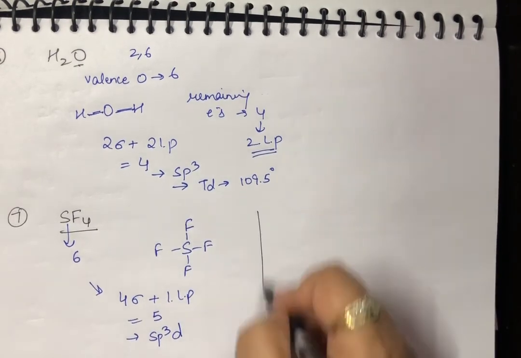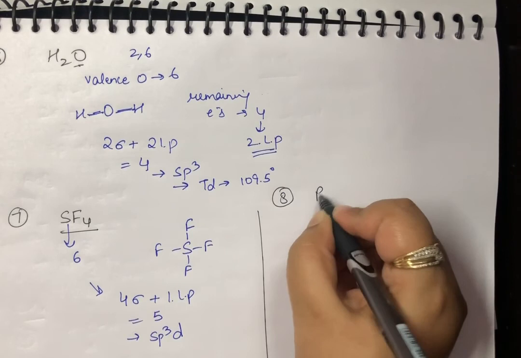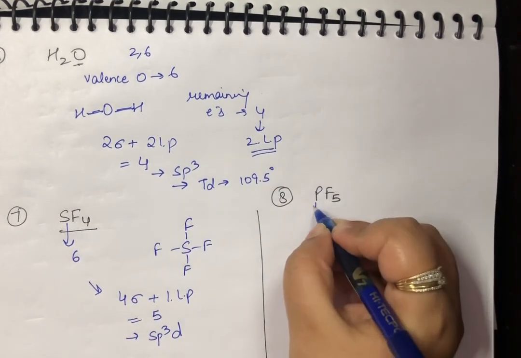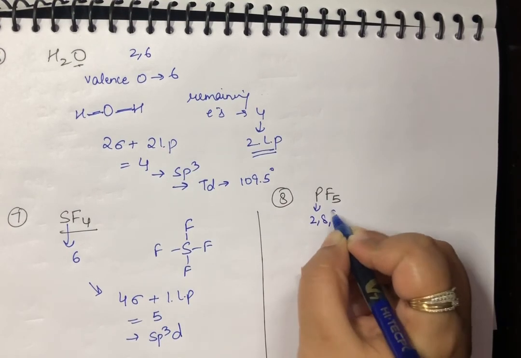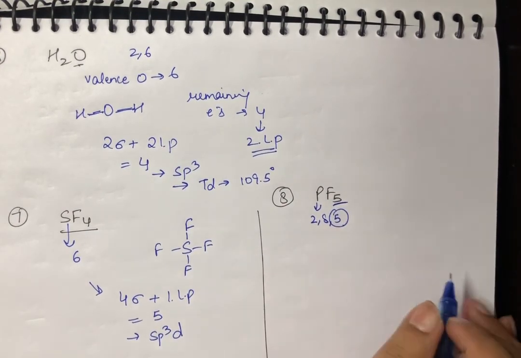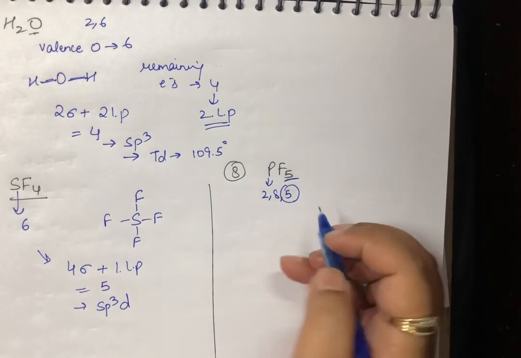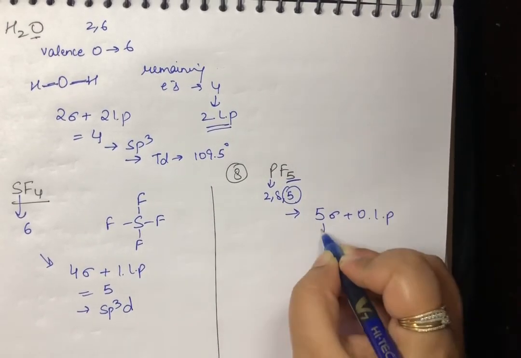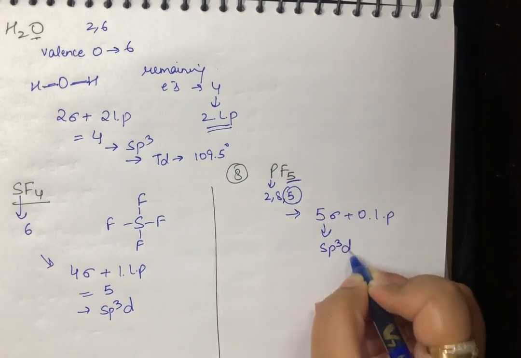Right? Now, if I talk about, let's say, PF5. Now what will happen for PF5? I know the valence electrons are 5, and all the 5 are involved in the bonding because there are 5 fluorines present here. So the total would be 5 sigma plus 0 lone pair. 5 sigma means it is sp3d.